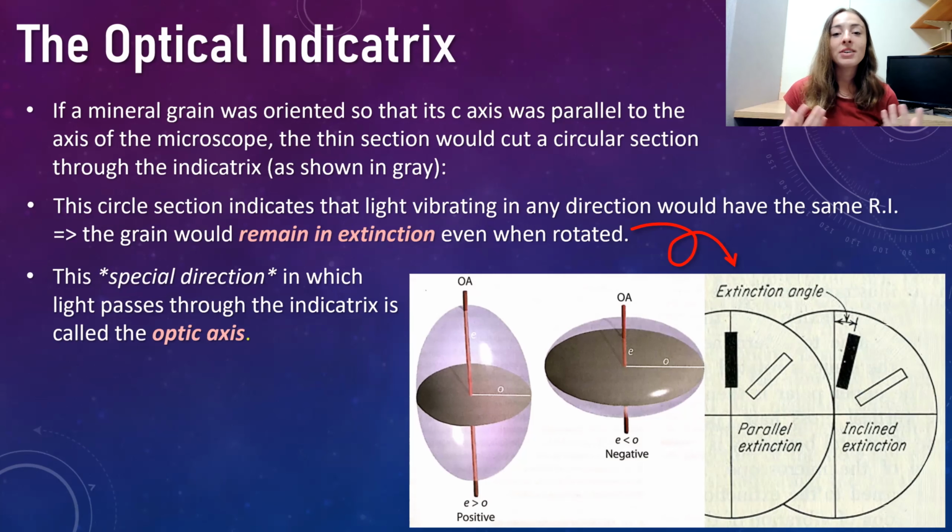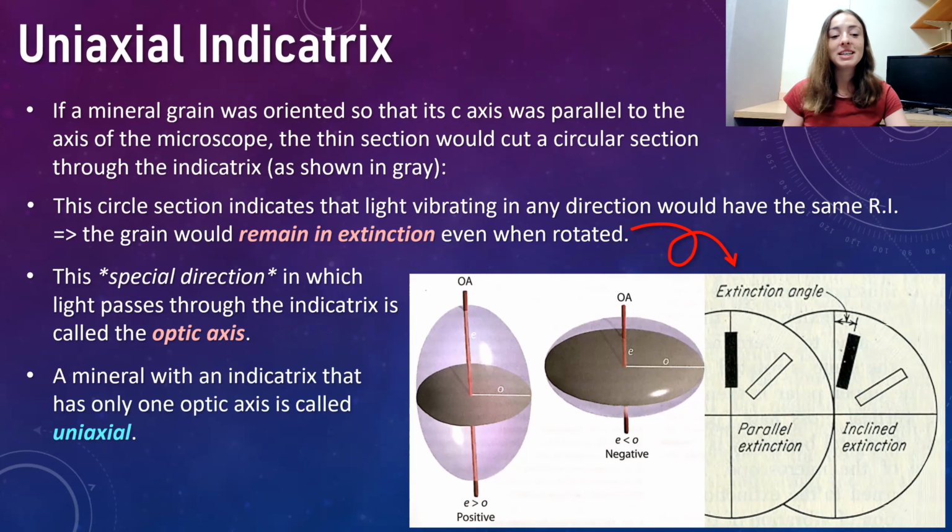So if you have light passing through parallel to the optic axis, which is labeled OA in these figures, then it's going to remain in extinction. You're not going to see any change in color or anything as you rotate the stage of the microscope. However, that can be misleading because you might think that means it's isotropic. Not necessarily. That can be an anisotropic mineral that is oriented in the thin section along this special direction.